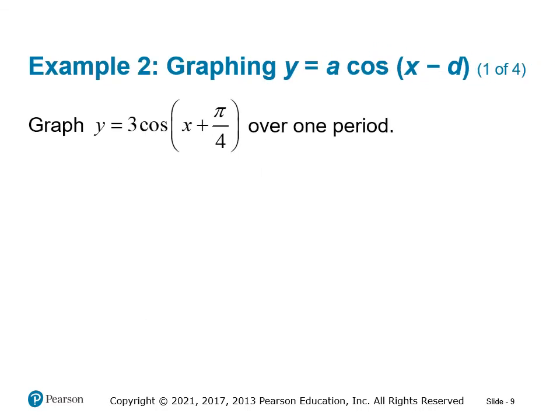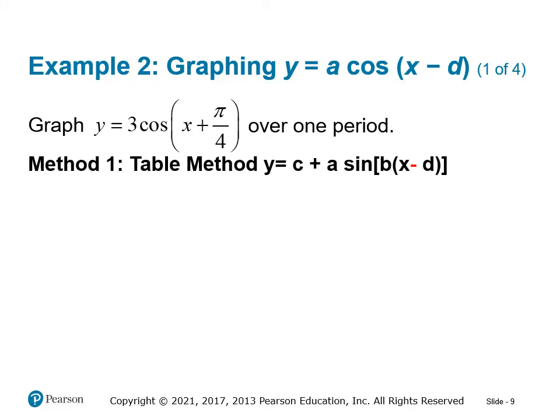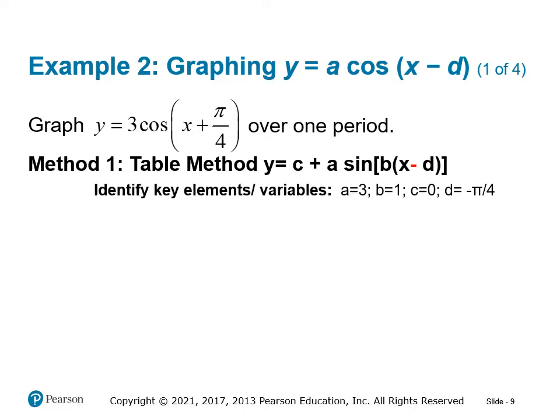Okay, so let's look at another example. It's getting a little more complicated. We're going to do the same thing again and make sure that we have the right model. The first thing we want to do is identify all of the key elements. Again, our amplitude. Now we have a multiplier in front here, 3. Notice this says sine, but remember we can put sine or cosine in the model, so it doesn't matter. The amplitude is 3.